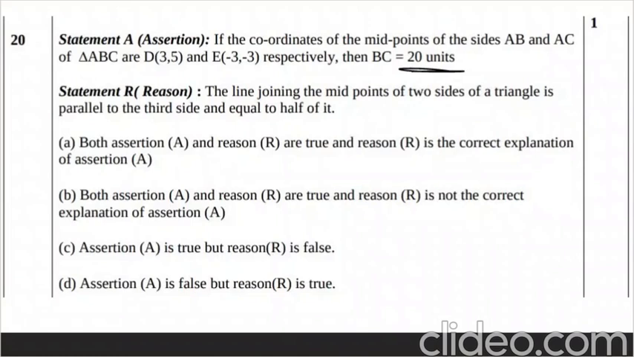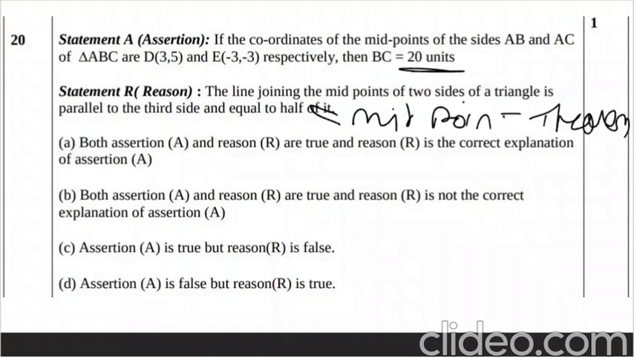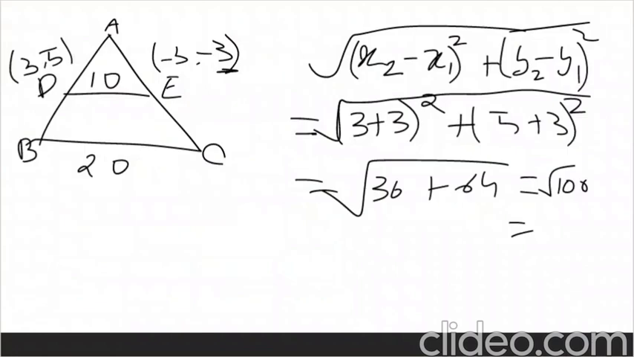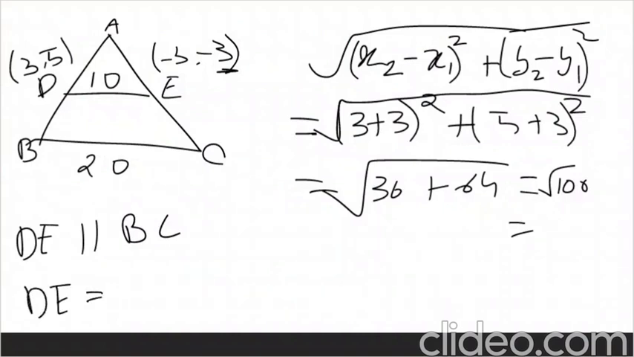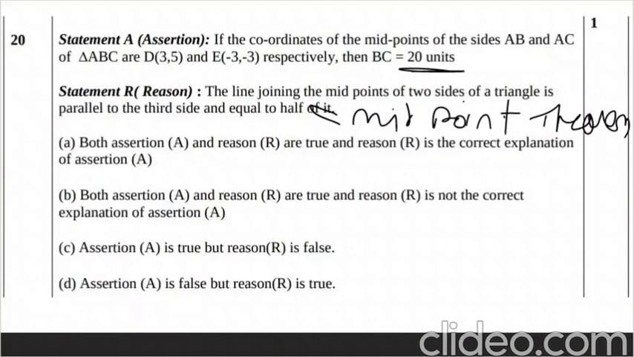Now, the line joining the midpoints of two sides of a triangle is parallel to the third side and equal to half of it. That is the midpoint theorem, right? So DE is parallel to BC, and DE will be equal to half of BC. So yes, 10 is half of 20. So that is also correct, and it's a correct explanation. So A is the right answer.